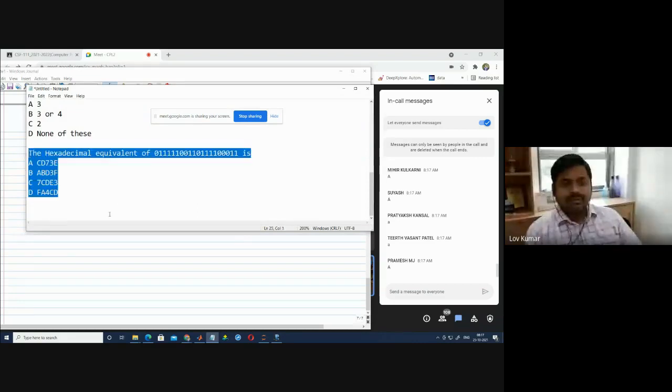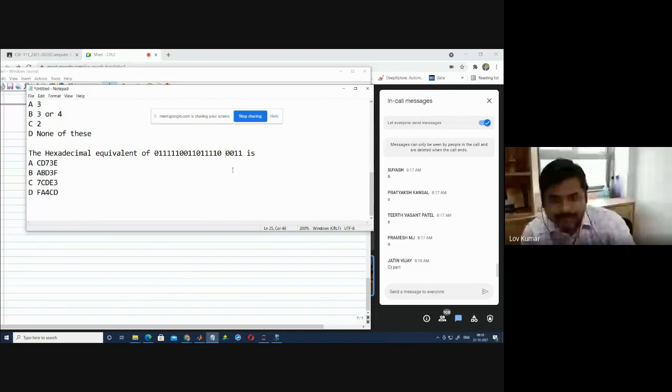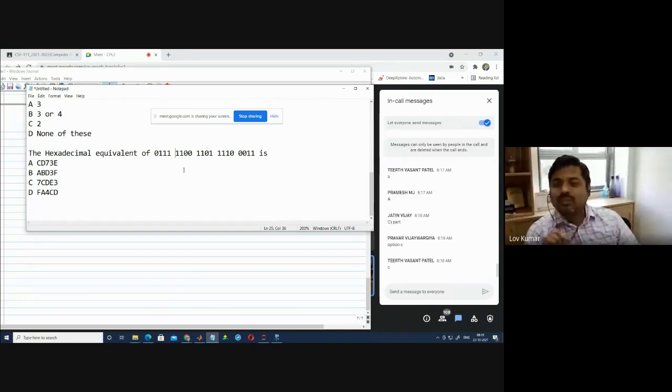We will find the hexadecimal equivalent of this number. Now I am going to separate it into groups of 4 bits. Again 4 bits, again 4 bits, again 4 bits. Now we'll calculate. If you know this string, within a second you can calculate the value. What is the value of 0, 0, 1, 1? What value can we write? 3.